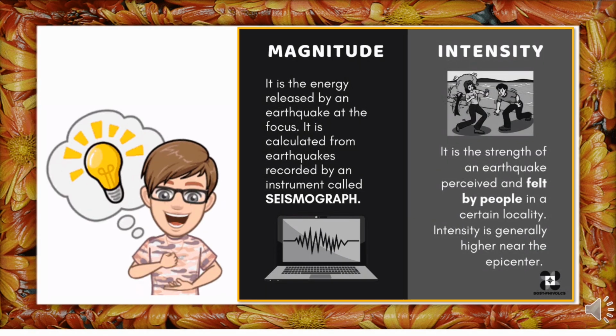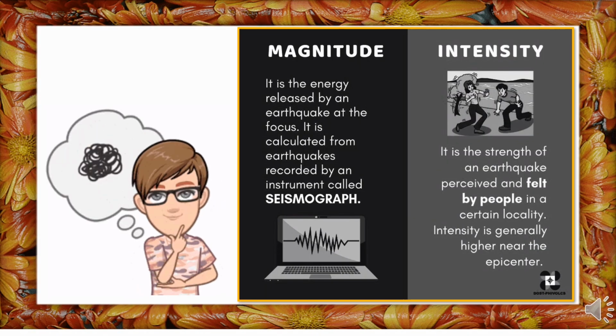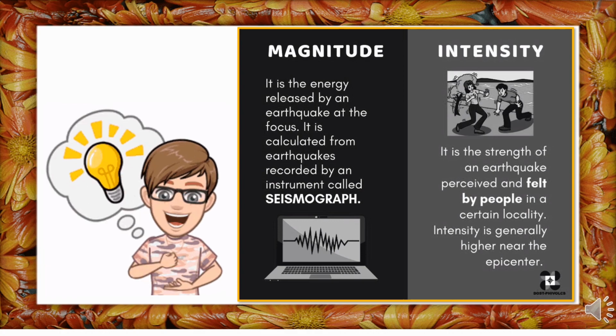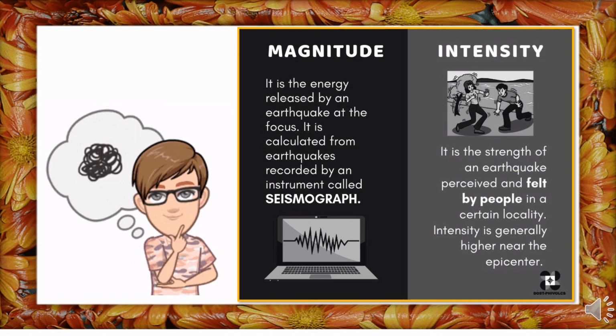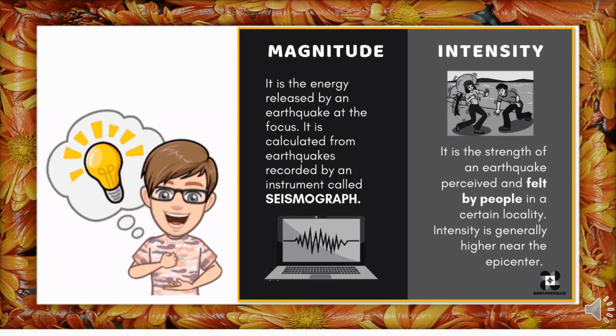Magnitude. It is the energy released by an earthquake at the focus. It is calculated from earthquakes recorded by an instrument called seismograph. Intensity is the strength of an earthquake perceived and felt by people in a certain locality. Intensity is generally higher near the epicenter.